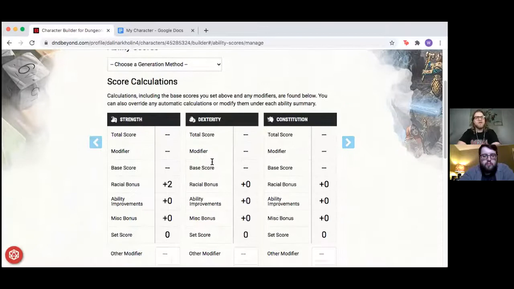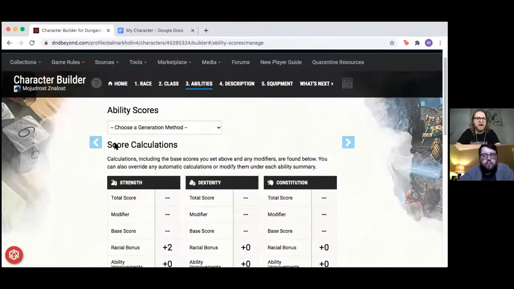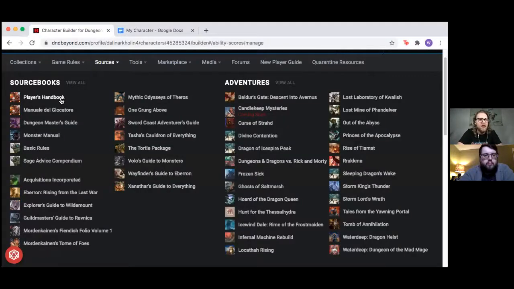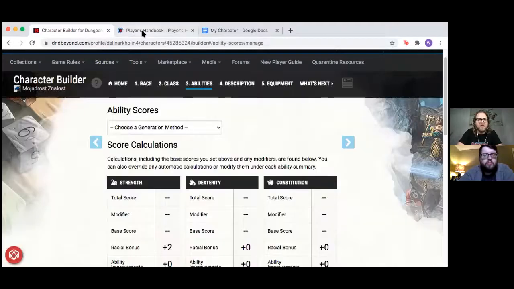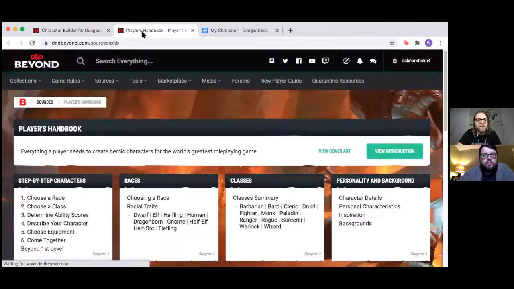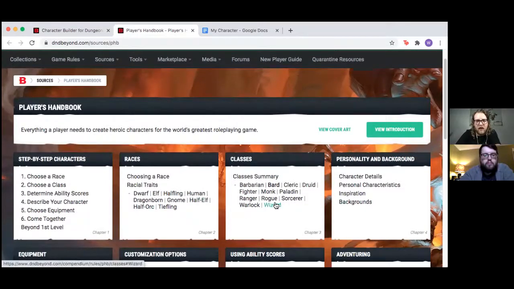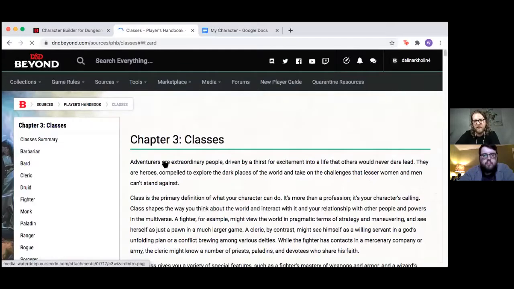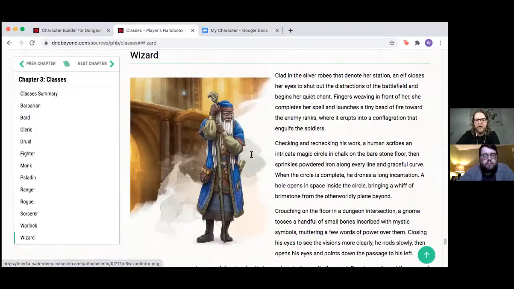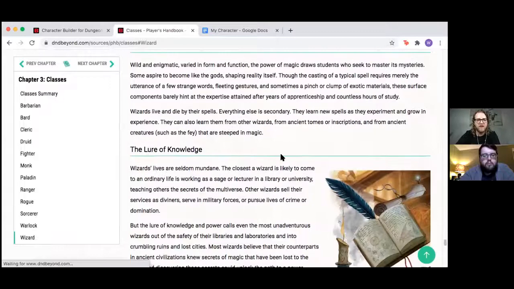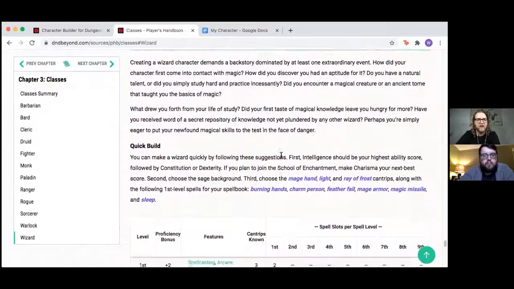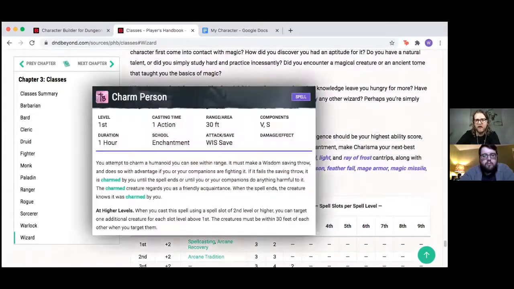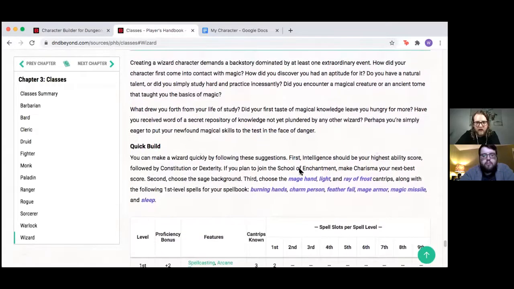All right, so now we're at the ability scores, and that's actually something to consider. So let's go. I've opened up the Player's Handbook here on D&D Beyond, and we're going to look at the wizard class. Again, for new players, what Wizards of the Coast has done with the Player's Handbook is they tell you right here, if you want to make a quick build, what you need to do. So intelligence needs to be your highest ability score.